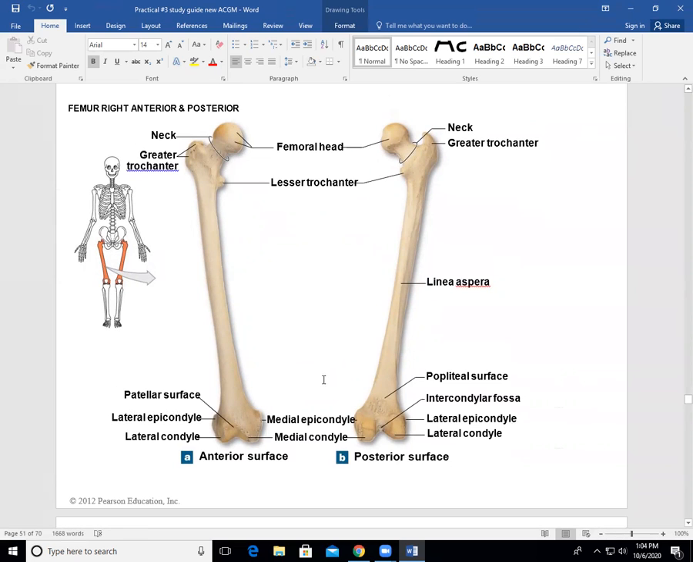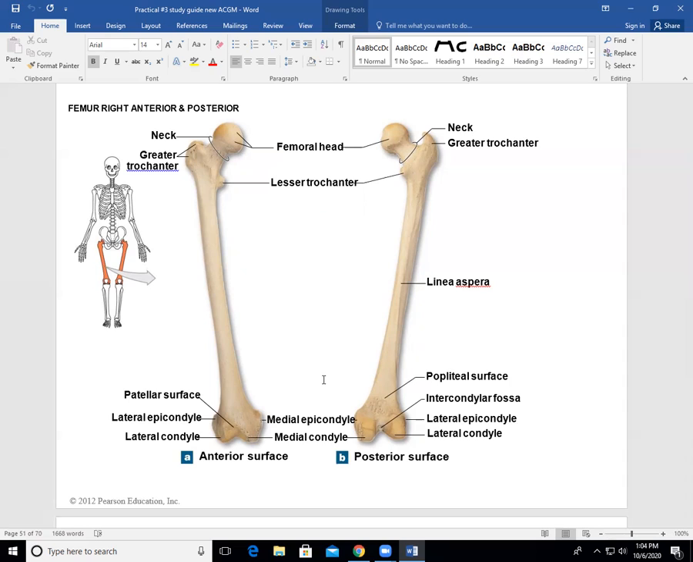Okay, let's look at the femur. Largest bone, body. We have a head and a neck. Does it make sense? Following this line down to the neck, here you've got the greater trochanter. On the medial side of your femur, you have a lesser trochanter. So greater trochanter is on the lateral side, lesser is going to be on the medial side.